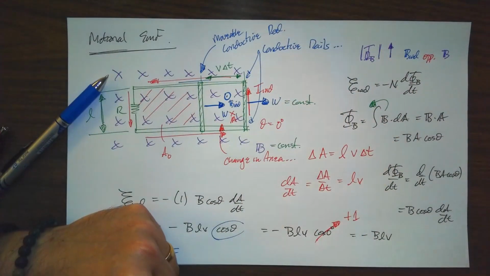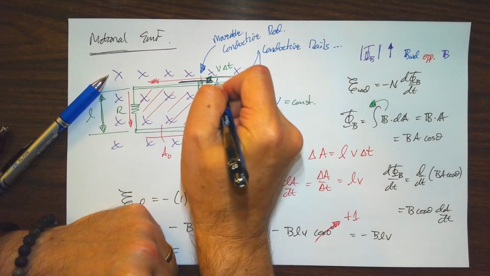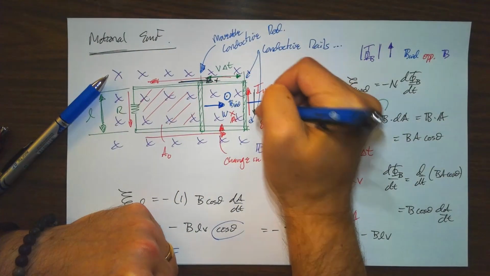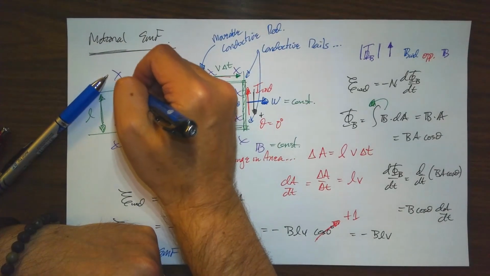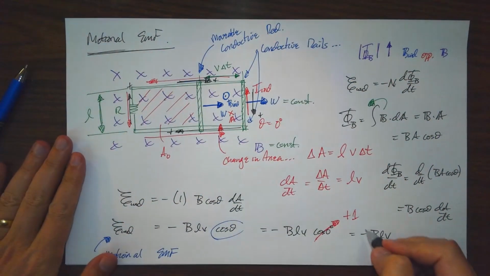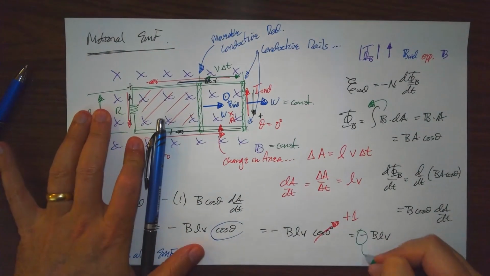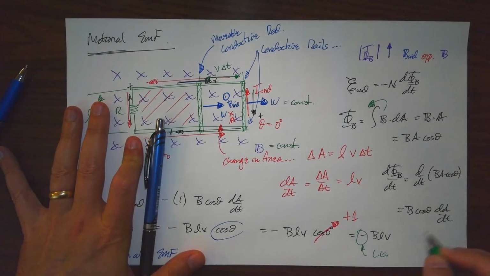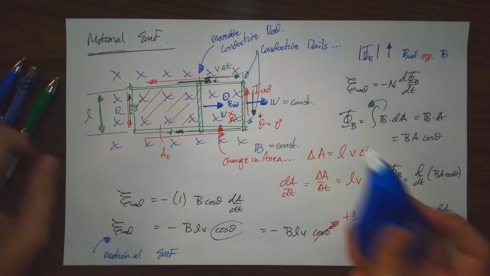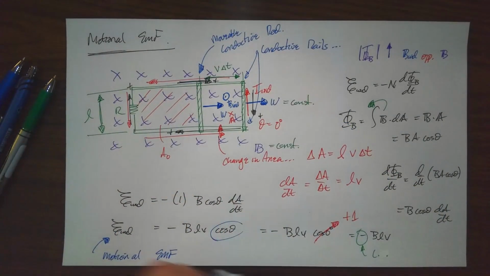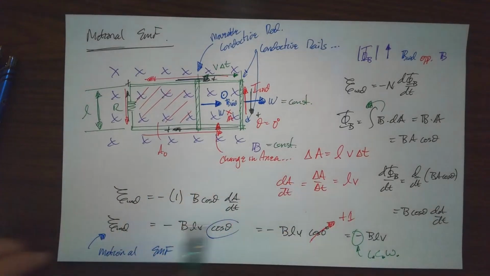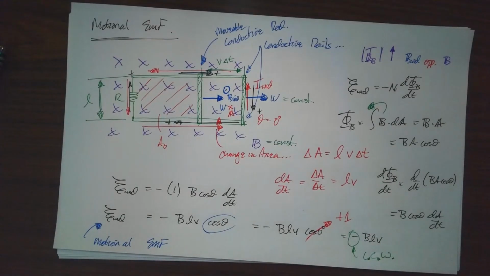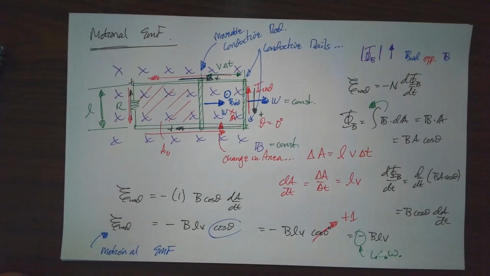Now let me do it this way. Since positive is clockwise and our answer was negative, then it goes counterclockwise, which is what we already figured out. So you already figured that one out correctly. Good. Okay. And so there we go. So this is what they refer to as the motional EMF.